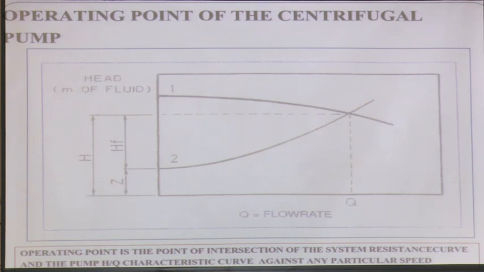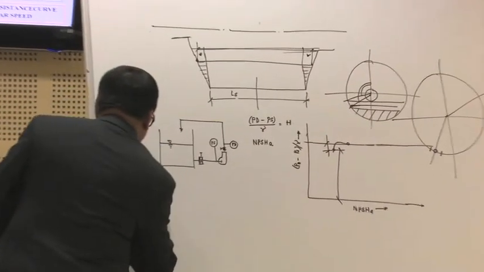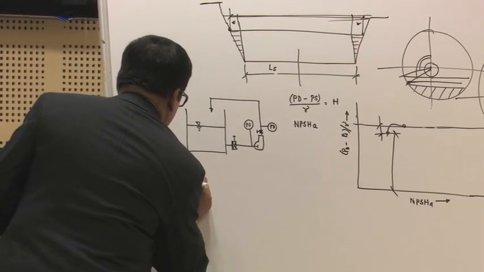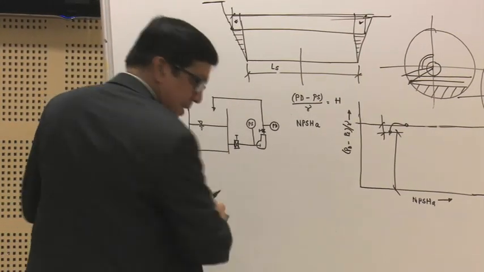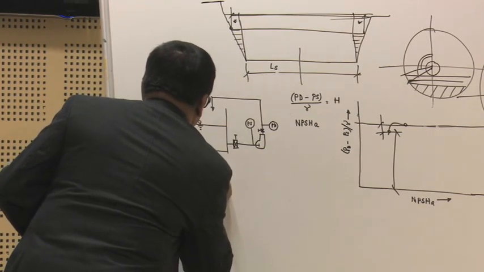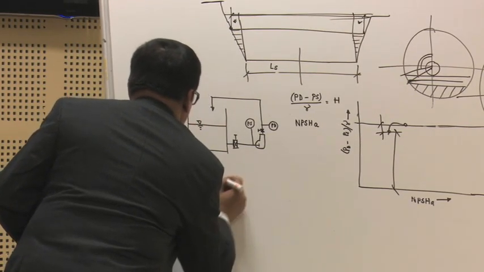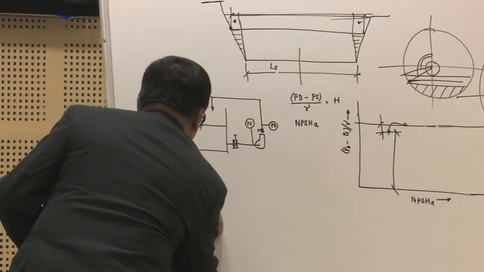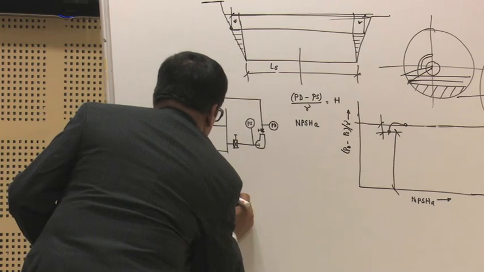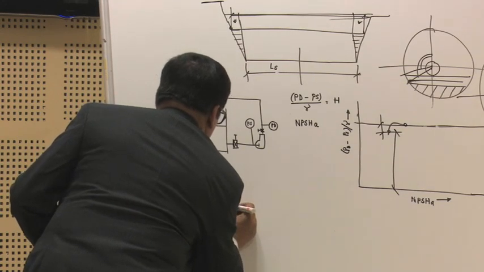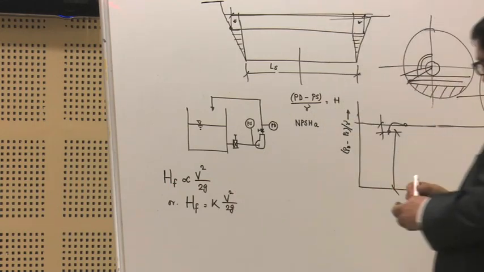So now the moment, these friction heads are proportional to V square by 2G. I can write the total frictional head is proportional to V square by 2G, or I can write HF equal to K V square by 2G, right.